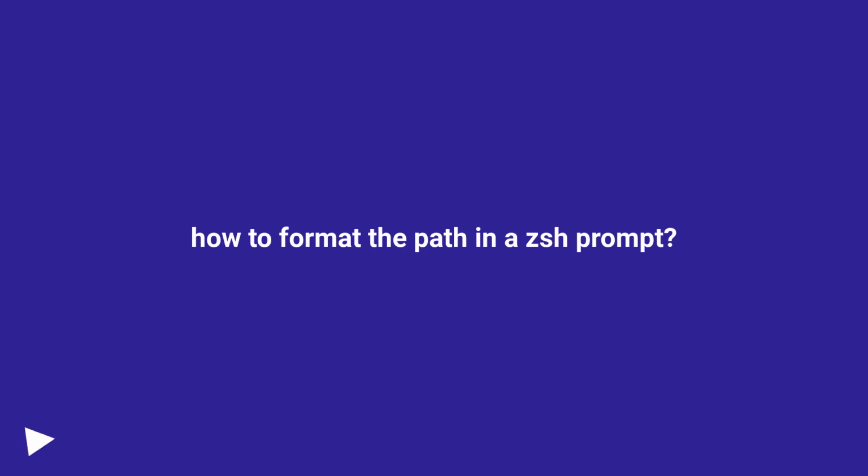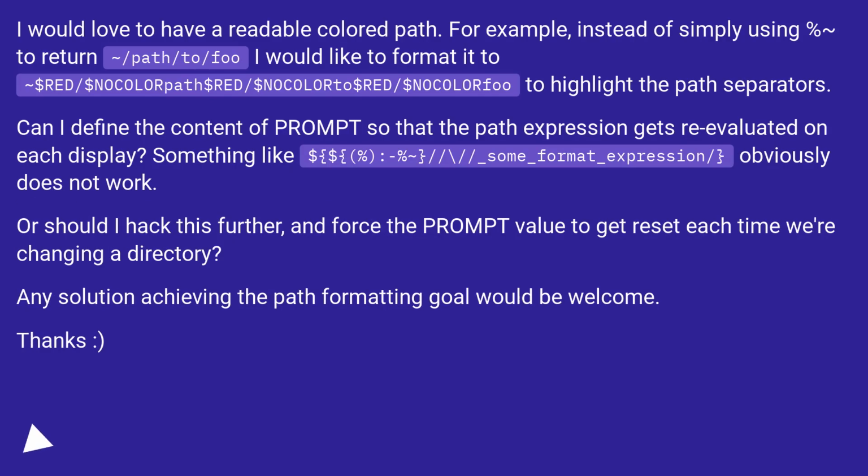How to format the path in a ZSH prompt. I would love to have a readable colored path. For example, instead of simply using %~ to return /path/to/foo, I would like to format it to $red/path$red/to$red/foo to highlight the path separators. Can I define the content of the prompt so that the path expression gets re-evaluated on each display?